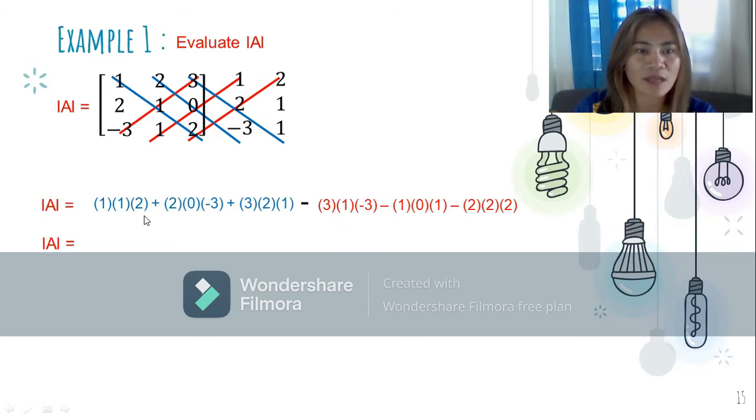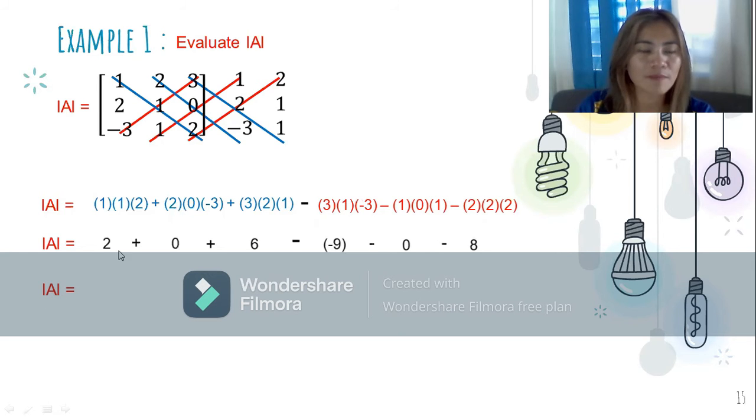Okay, so now multiply. 1 times 1 times 2, you have 2. Plus 2 times 0 times negative 3, that is 0. Plus 3 times 2 times 1, 6. Minus 3 times 1 times negative 3, that is negative 9. Minus 1 times 0 times 1, that is 0. Minus 2 times 2 times 2, 8. Then get the answer.